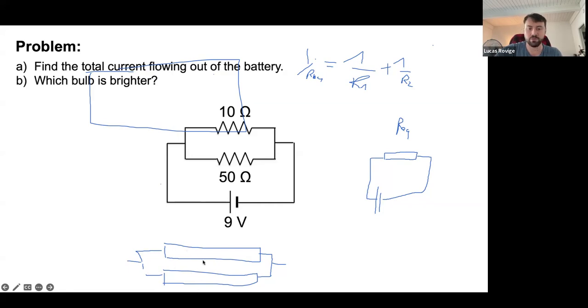And so if we have two resistors, we see that we have more cross-section. And so we're increasing the conductivity, and so we're decreasing the resistivity. So that's why having two resistors in parallel decreases the overall resistance, because basically it gives more path for your current to flow.